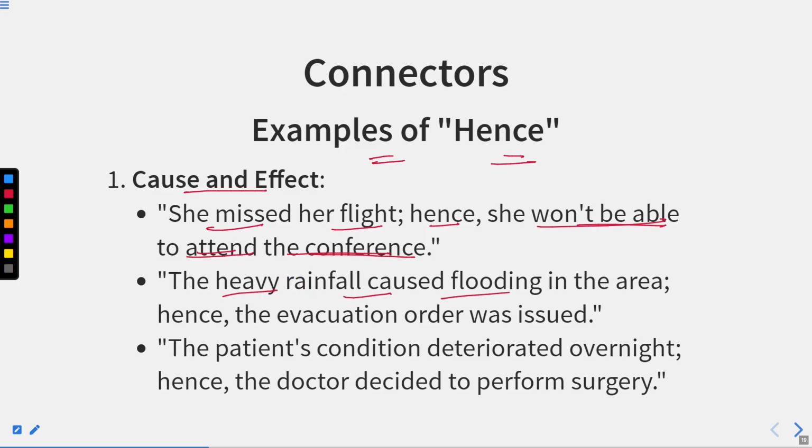The heavy rainfall caused flooding in the area, hence the evacuation order was issued. So this is the consequence, this happened. So here we are using the word hence. The patient's condition deteriorated overnight. It means it got diminished, or you can say more critical. Hence, the doctor decided to perform surgery.